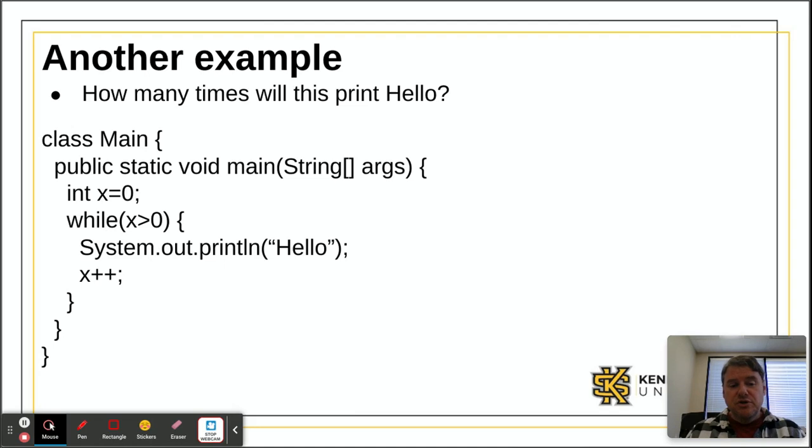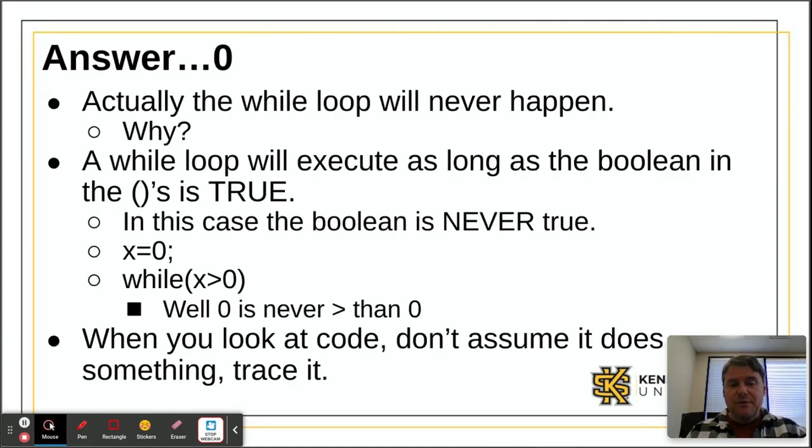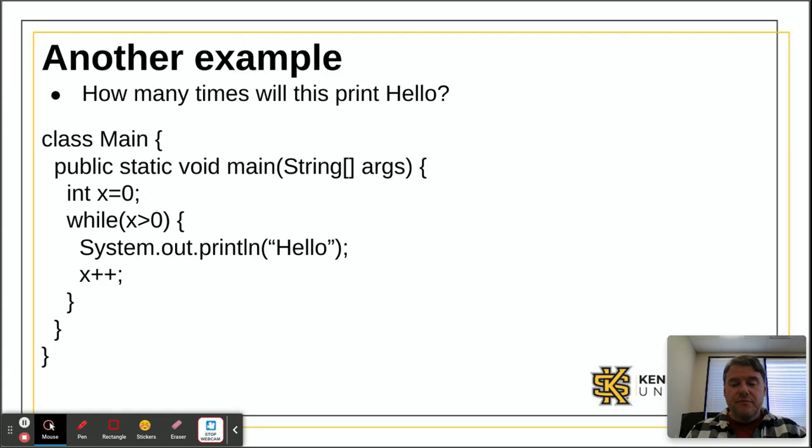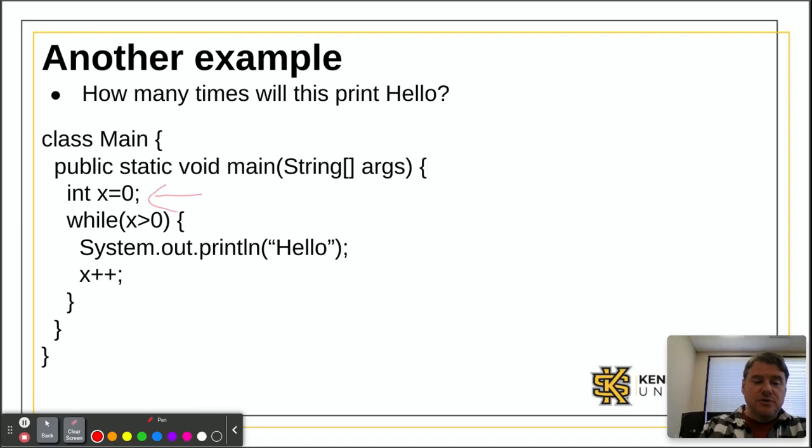All right, so now we're going to do another example. How many times will this print the word hello? Let's take a look at this code. We're going to trace it, because it's interesting to look at how a loop is running, and we want to do it the same way so that we're checking what's going on. So we start off with x equal to 0. I'm going to keep track of my x over here: x is equal to 0. Let's check this while condition. 0 greater than 0. Is that true or false?